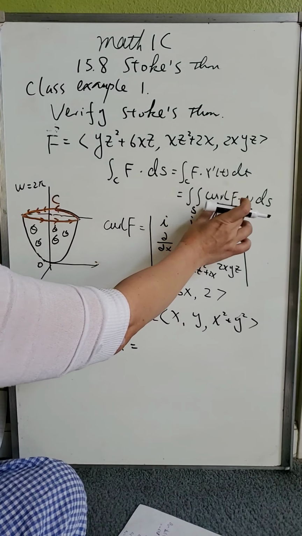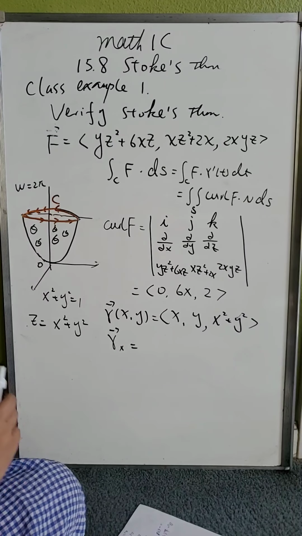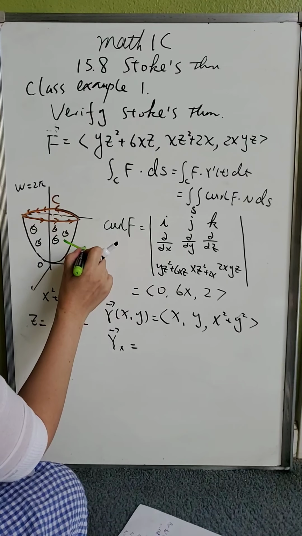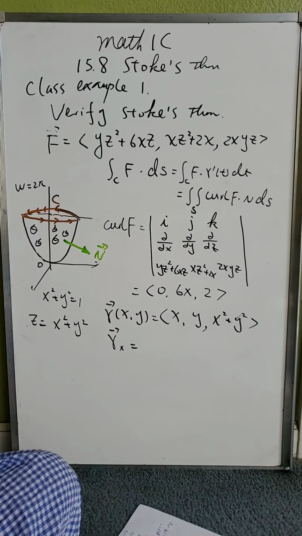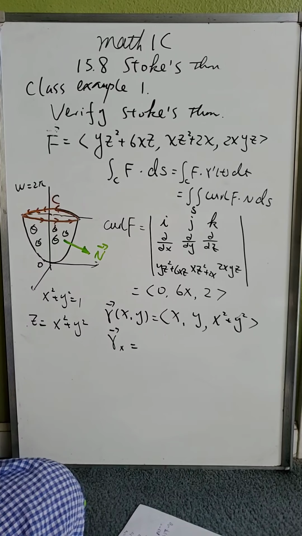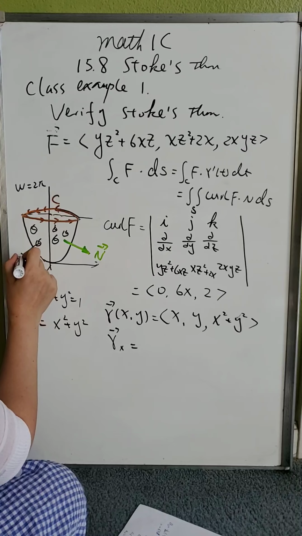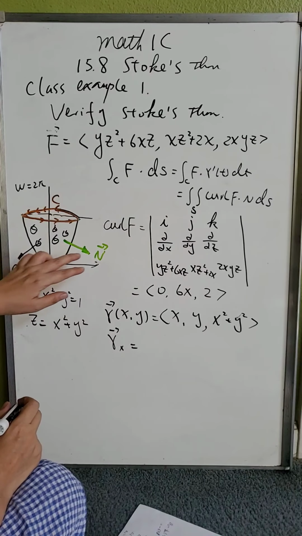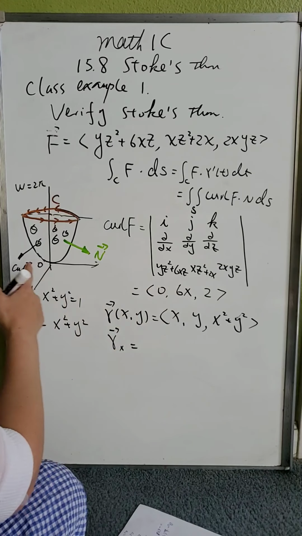Once I find the curl, I need to find n. Okay, where's my n? My n is right here. I need to find the n. Where's my curl? Oh, my curl's inside here. The curl's inside the circulation, okay? So I need to go curl dot n. I need to find my curl. That's the vector function that represents the curl here.